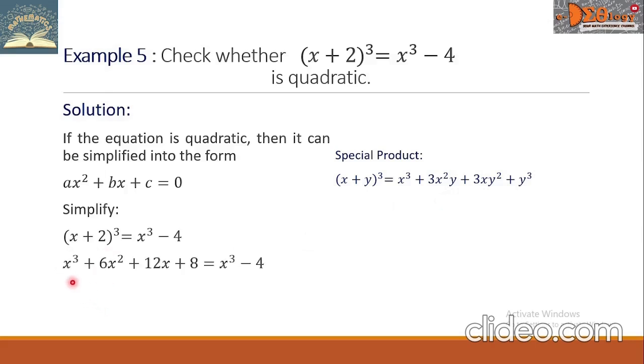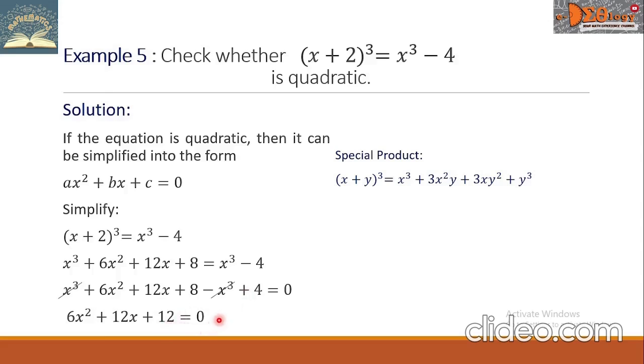So the left side becomes x cubed plus 6x squared plus 12x plus 8 equals the right side values. Let us now transpose the values of the right to the left. So this x cubed becomes negative, and this negative 4 becomes positive. Now the right side equals 0. Let us now combine like terms. X cubed and negative x cubed will cancel out. Then we copy this 6x squared plus 12x, then 8 plus 4 is 12 equals 0.